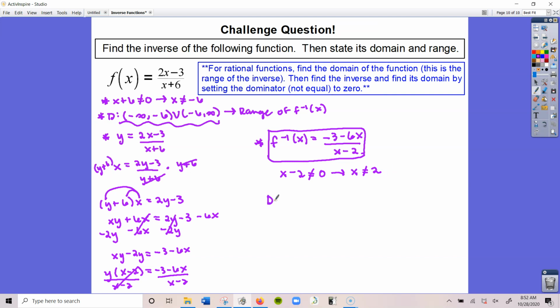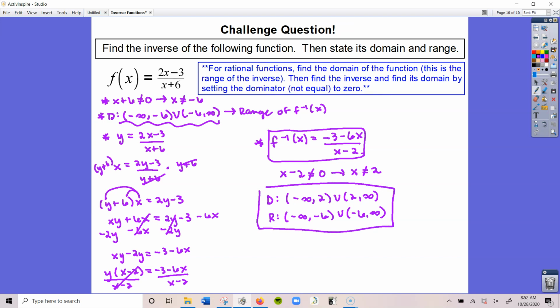So that means that the domain of my inverse is from negative infinity to 2, union 2 to infinity. And the range of my inverse is the domain of my function, which is negative infinity to negative 6, union negative 6 to infinity. And that's inverse functions.